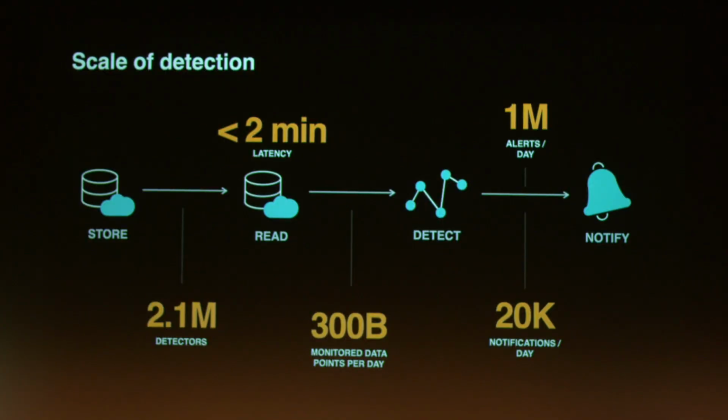All right, some cool numbers, the scale of detection. At Meta, we have 2.1 million detectors. Now you know what detectors are: objects that can execute and monitor your metrics. We monitor 300 billion data points per day. We submit around 1 million alerts per day, but only 20,000 of them give notifications. Notifications can be robo-dial, robo-SMS, internal tool tasks, email, whatever you can think of. There's a discrepancy, but why? We're going to get to that later on.